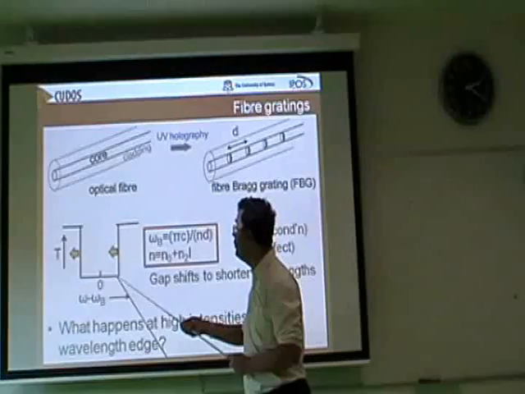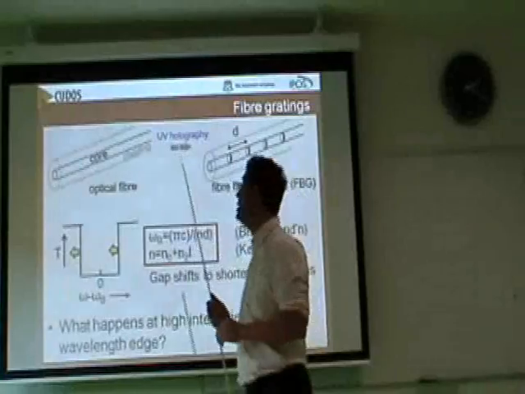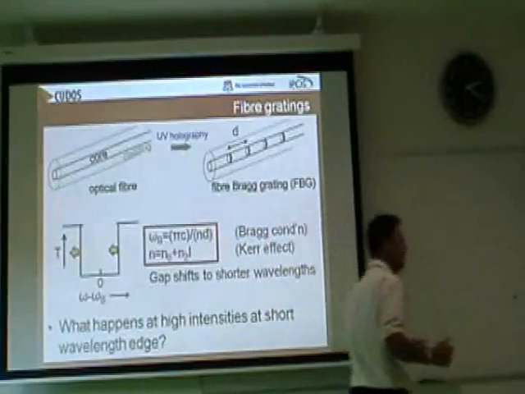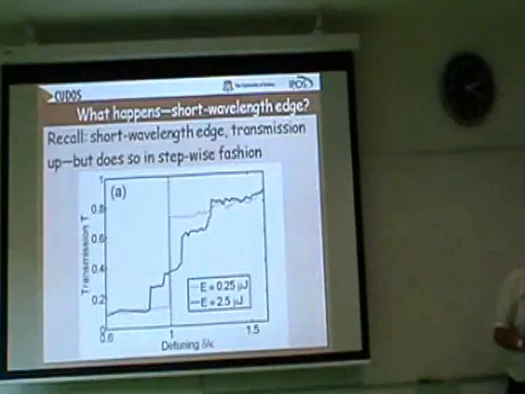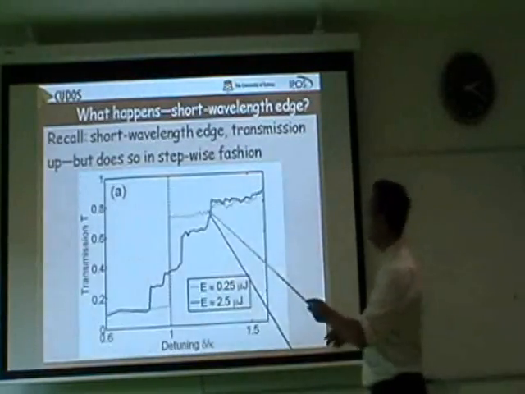Then initially you have low frequency, but that changed to high frequency because this edge shifts a bit. Let's see what happens when you do the actual experiment. This is the experimental result. The low intensity result is here.